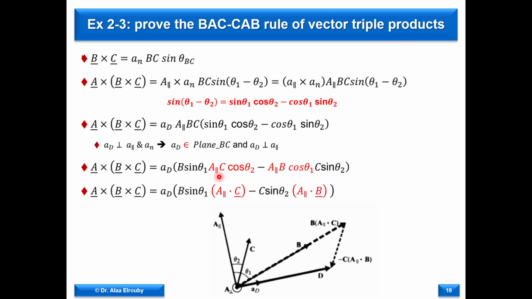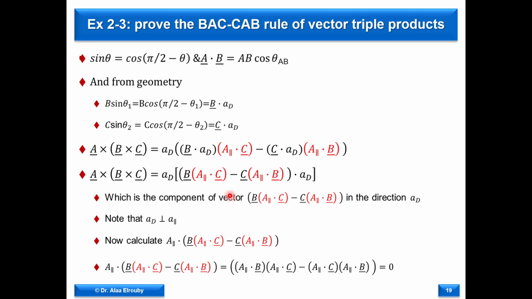So now we can write it this way. So we just, again, do mathematical manipulation. And here, this relationship here, A parallel C cosine theta 2. So A parallel is here. Cosine theta 2 is the angle between the two vectors, A parallel and C. So we can write this expression as A parallel dot C, and this expression as A parallel dot B. So we're just doing some algebraic relation now. So we take this term and say it's equal A. So we just put it in this expression.